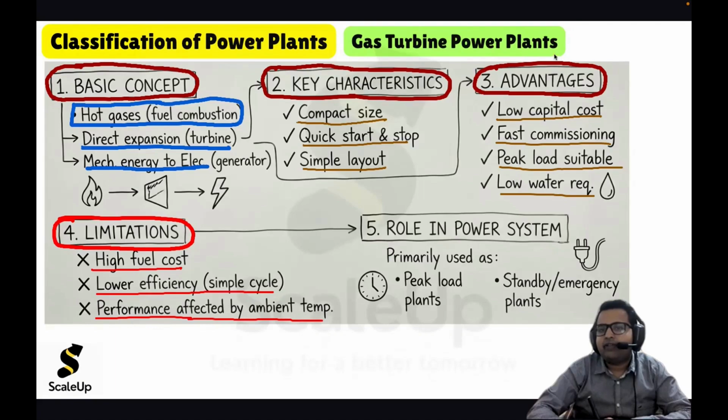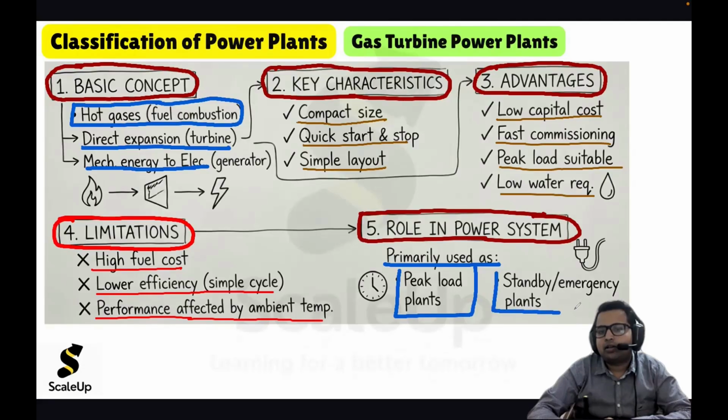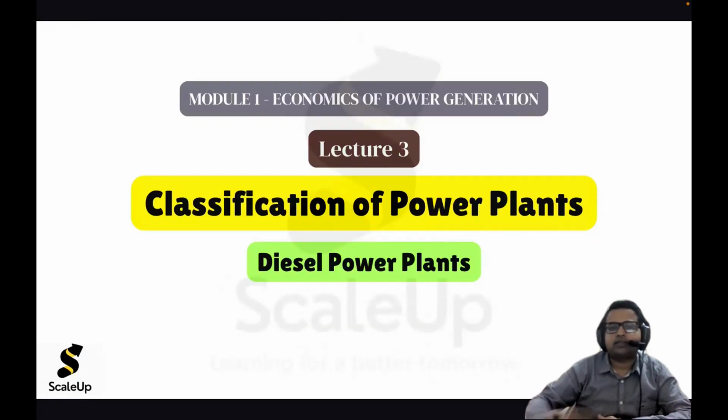If we talk about the role in power systems, gas turbine power plants are primarily used as peak load plants, or they are used as standby emergency plants.